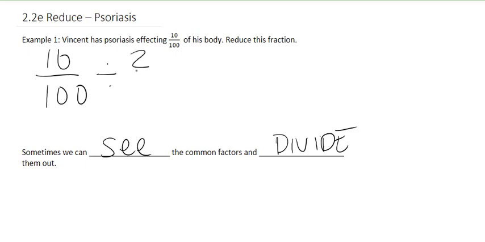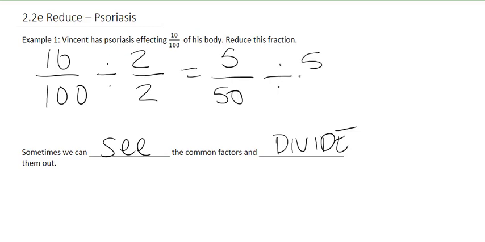Whatever we do to the top, we're going to do to the bottom. We're going to treat this as two separate division problems, essentially. So 10 divided by 2 is 5. 100 divided by 2 is 50. Now we know 5 and 50 both are multiples of 5, so let's divide by 5.